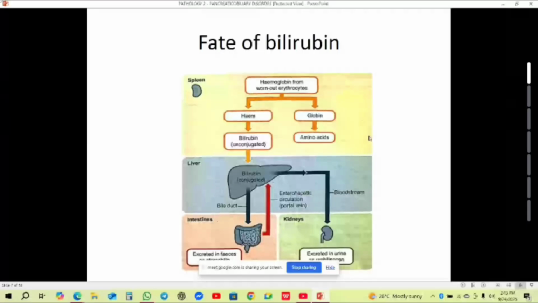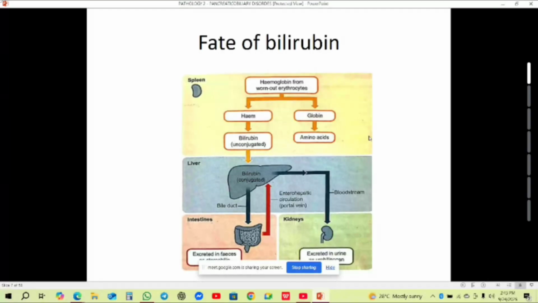So it goes to the intestine, and then partly it will be excreted in feces as stercobilin. In fact, that is what gives stool its normal color, because of stercobilin. That is why one of the things that can happen is what we call obstructive jaundice. If there is obstruction within the extrahepatic bile ducts, that is after it has come out of the liver, maybe in the common bile duct, if you block that part.